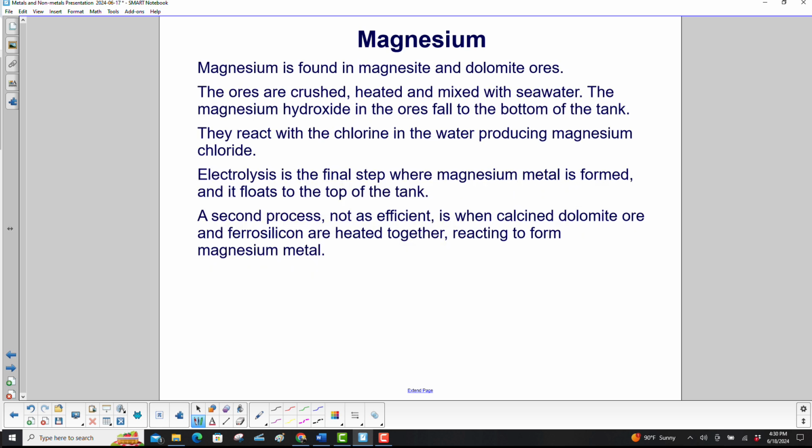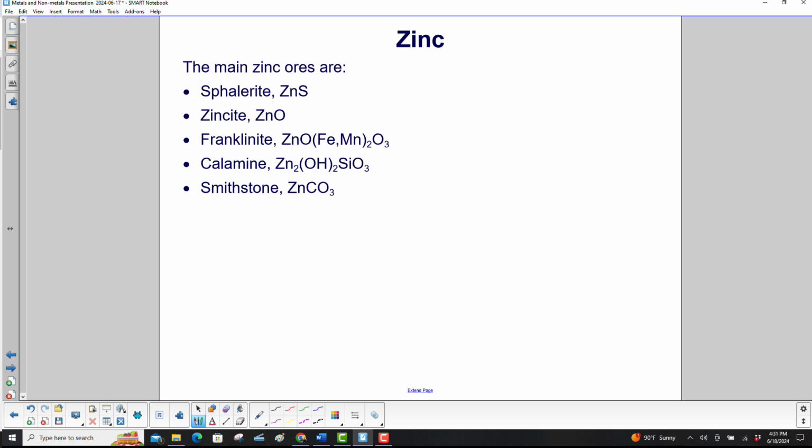Magnesium is found in magnesite and dolomite ores. The ores are crushed, heated, and mixed with seawater. The magnesium hydroxide in the ores falls to the bottom of the tank. They react with the chlorine in the water, producing magnesium chloride. Electrolysis is the final step where magnesium metal is formed and it floats to the top of the tank. A second process, not as efficient, is when calcined dolomite ore and ferrosilicon are heated together, reacting to form magnesium metal.